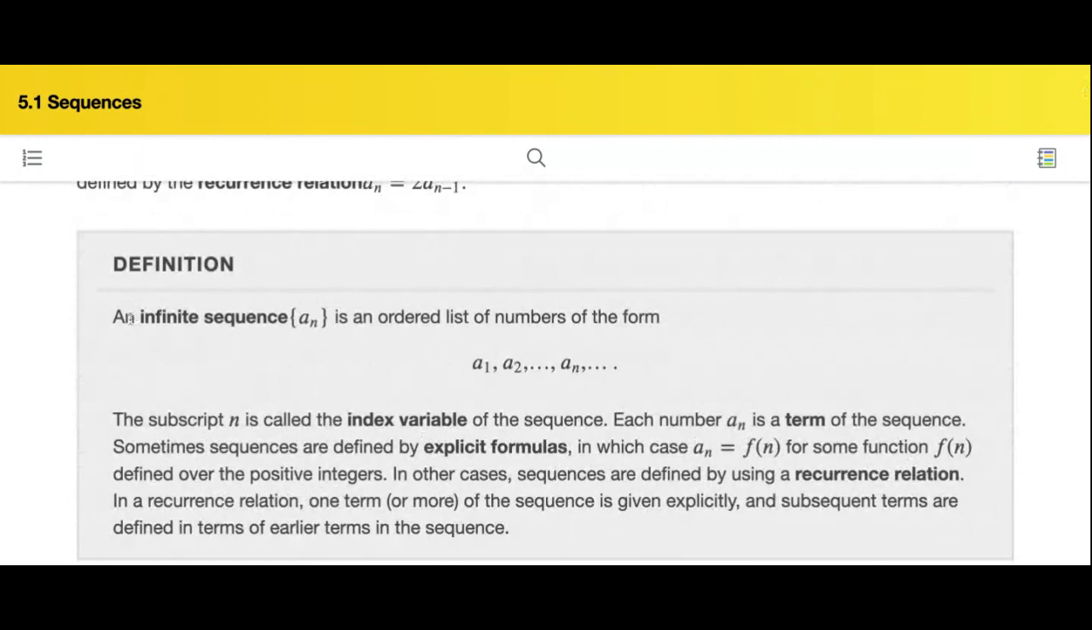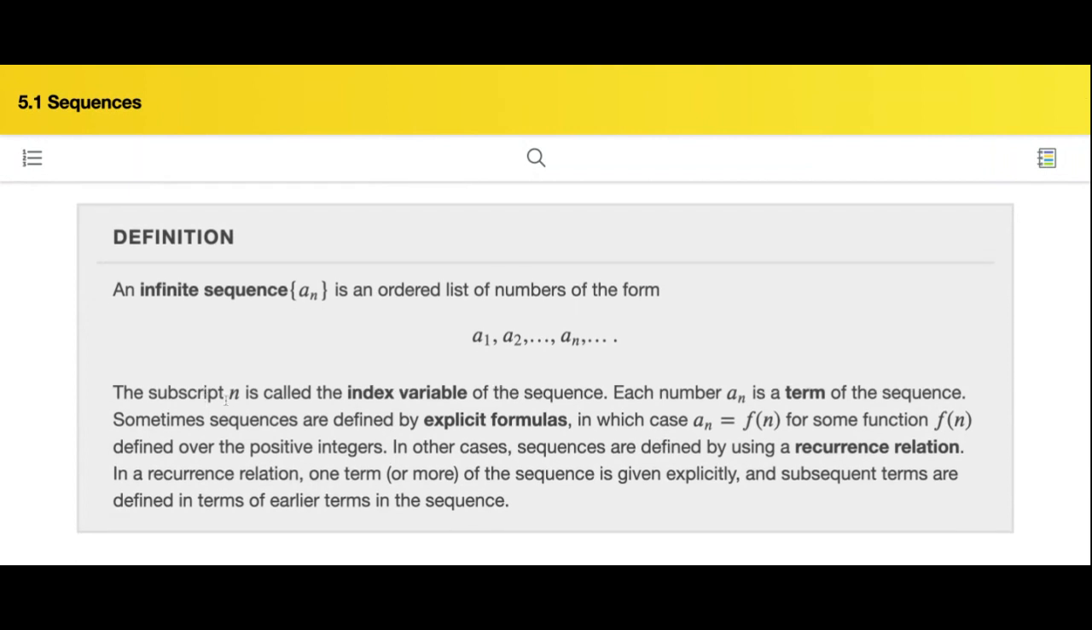So let's see the definition. An infinite sequence, a set of a_n, is an ordered list of numbers of the form a1, a2, and it goes on. So this is the order, right? This n is called the index variable of the sequence. And each number a_n is a term of the sequence.